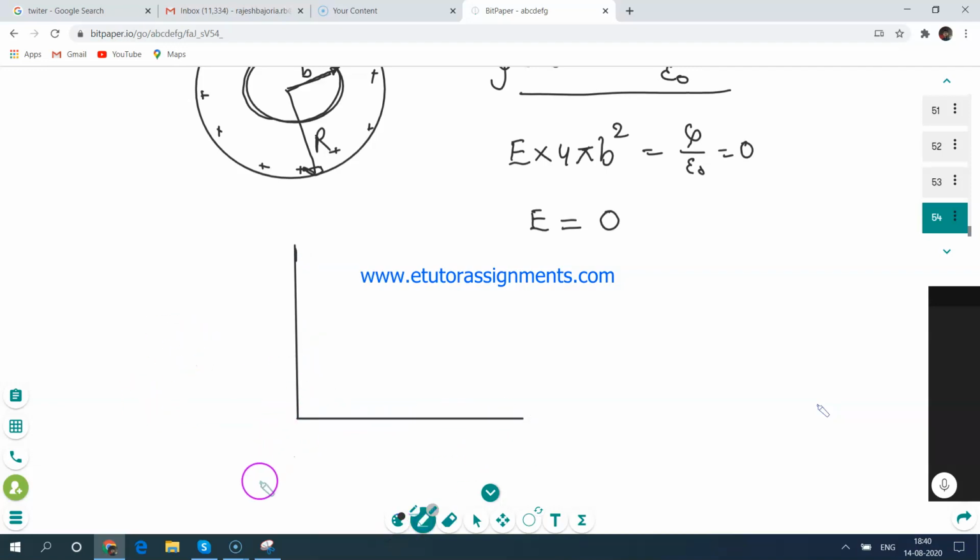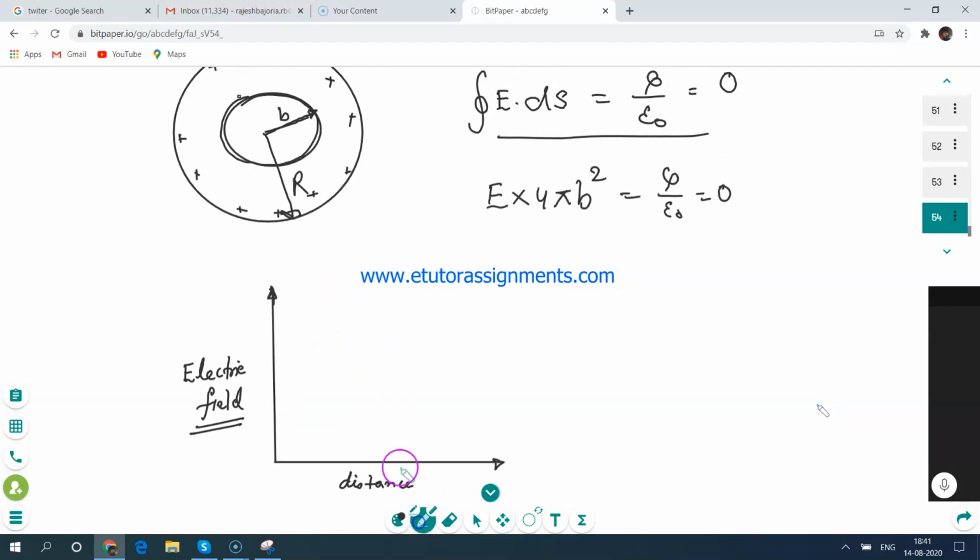See, if I draw a graph, it is the distance from the center. Suppose this is the distance, and it is increasing. Here the x axis is distance, and the y axis is your electric field. What is the nature of this graph? How will it look? First it is going to be 0, up to distance R.